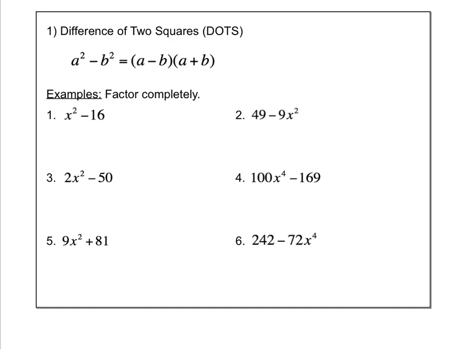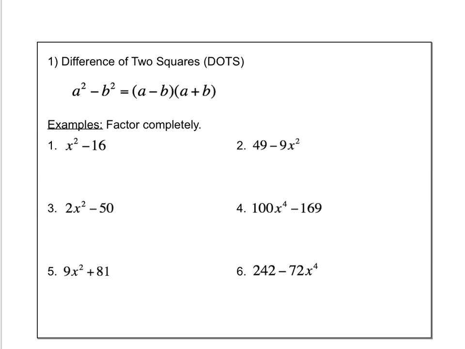First type of problem is called a difference of two squares. If you want to shorten that to DOTS problem, if that makes more sense to you. The key is that you're going to have two perfect squares, and what does that word difference mean? Difference means they have to be subtracting. You have to see subtraction here. So it's the subtraction of two perfect squares.